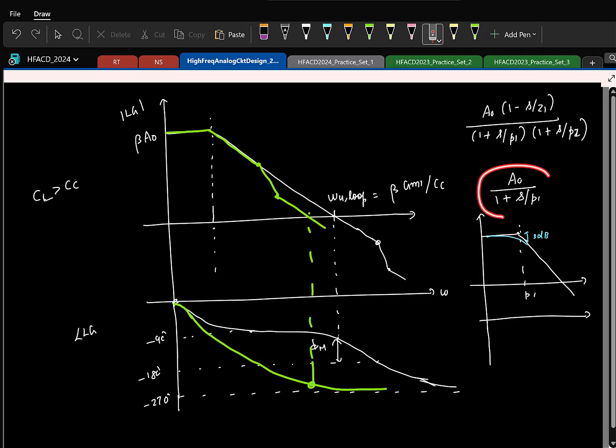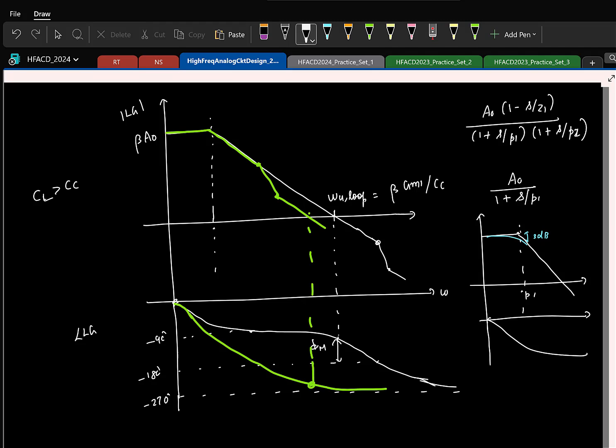I mean, for a first-order system, the phase will start from 0 and go to minus 90. But at the pole frequency, what will be the phase? Minus 45. Okay, so the phase will look like this. As you can see, around the pole frequency, the magnitude plot shows very minor variation, right? But if you look at the phase plot, it goes from 0 to minus 90. Half of the phase is added even at the pole frequency.